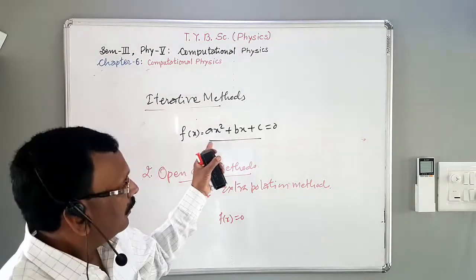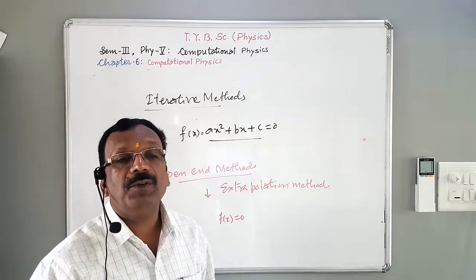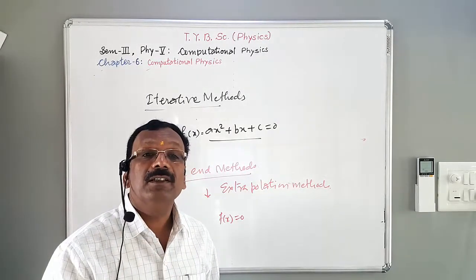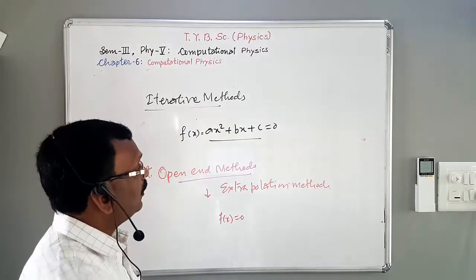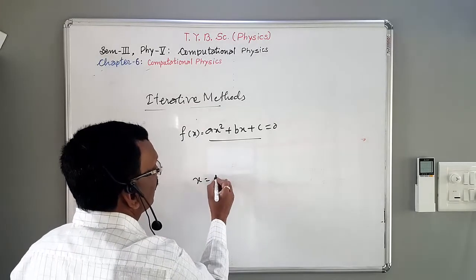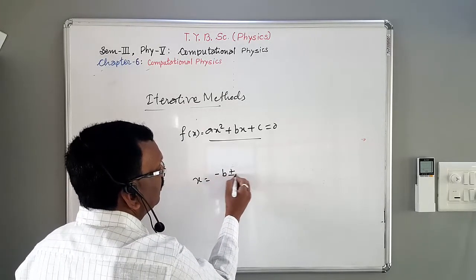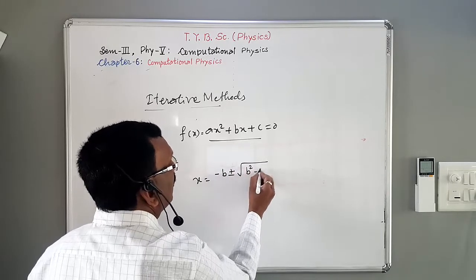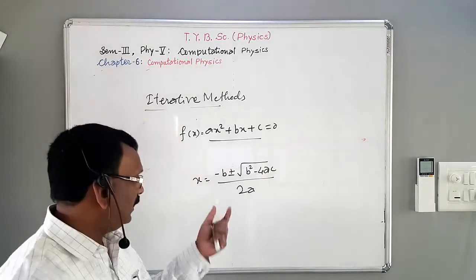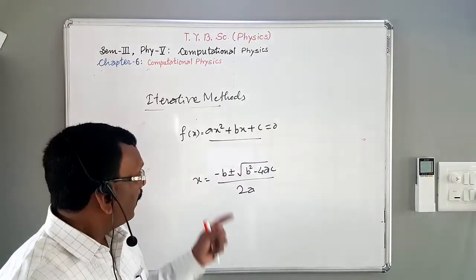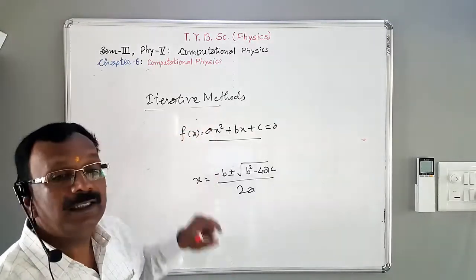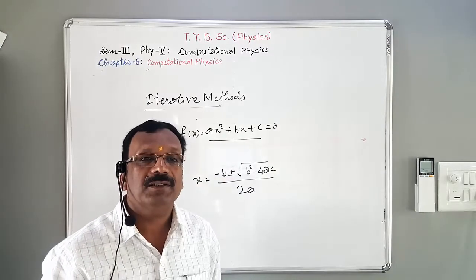Now, the root of this quadratic equation can be obtained by a direct analytical method, and the solution of this quadratic equation is nothing but x is equal to minus b plus minus under root b square minus 4ac upon 2a. This is the discriminant, and we can obtain the root of this quadratic equation simply by this direct analytical method.